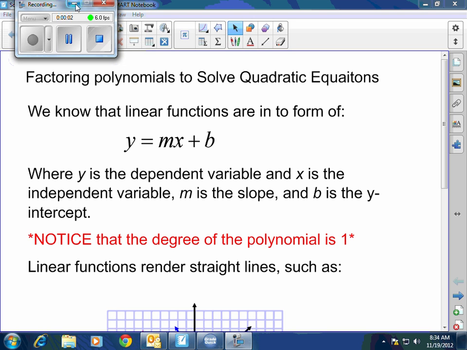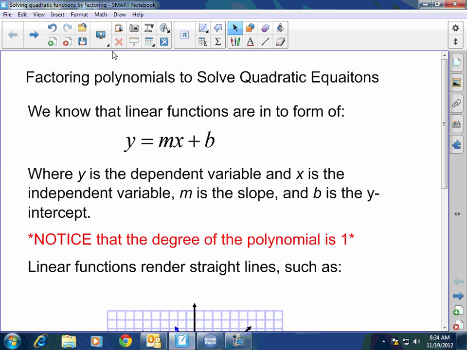Okay, boys. Good morning. Today we're going to be talking about factoring polynomials to solve quadratic equations. We already know what a polynomial is. We've talked about it. We know how to add, subtract, and multiply them. We're going to learn how to divide them tomorrow. But we know what a polynomial is.